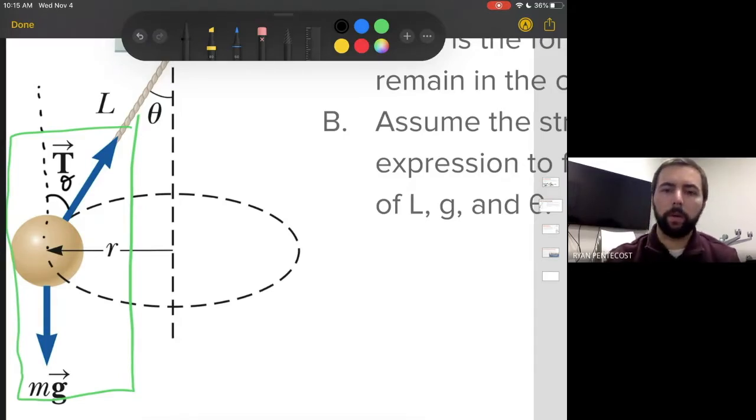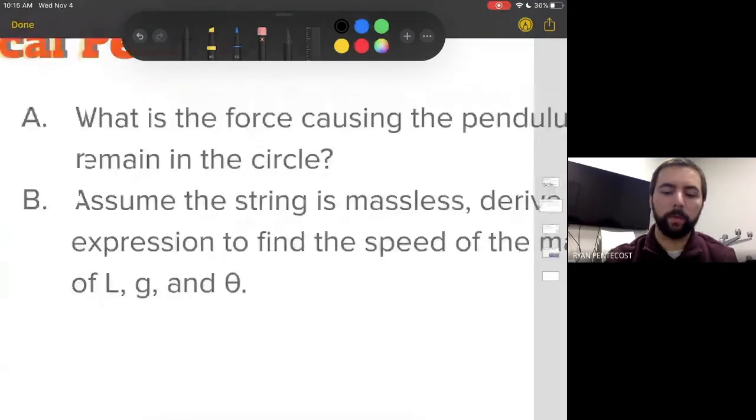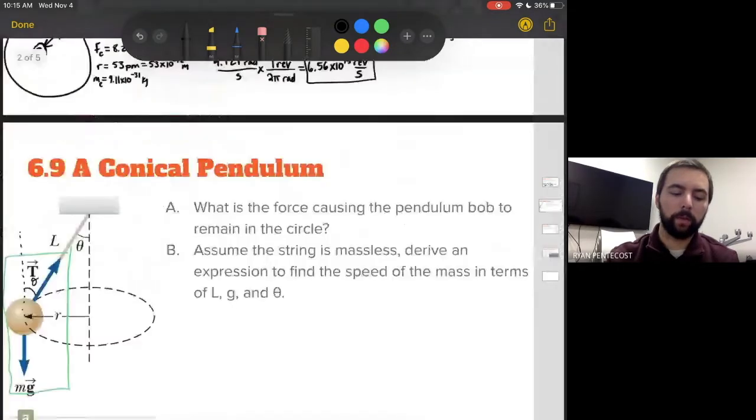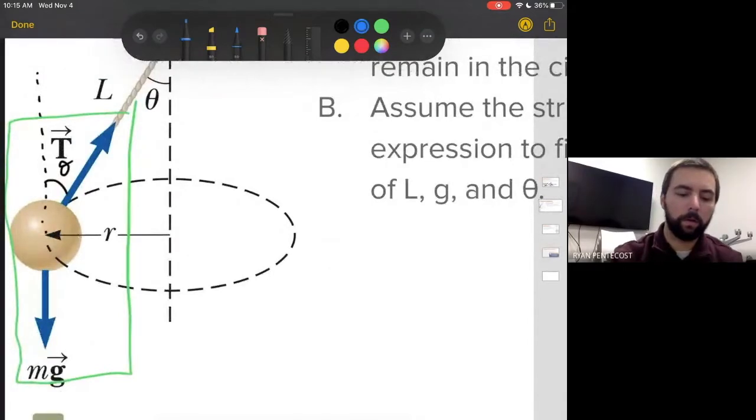So let's talk about what it means when it asks what is causing the pendulum bob to remain in the circle. Well, objects will naturally, just moving through space, travel in a straight line, unless there is some surface or some force that's going to cause it to change direction. It just wants to go in a straight line. So what's causing it to remain in the circle would be the string. The string has this inward force right here along the radius.